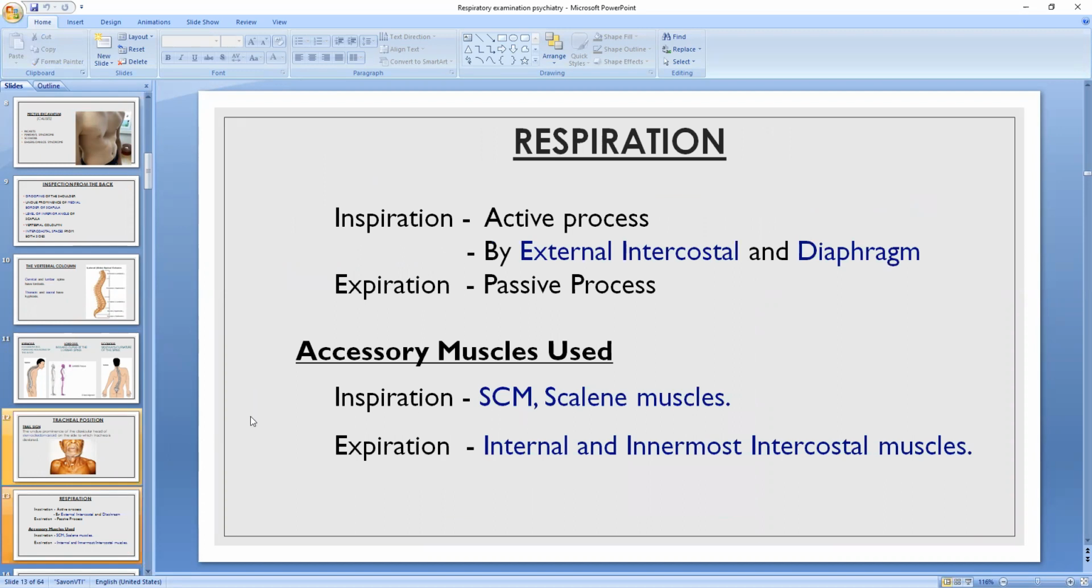Respiration. Inspiration is an active process and is done with the help of external intercostal muscles and diaphragm. Expiration is a passive process. Accessory muscles used in inspiration are sternocleidomastoid muscles and scalene muscles, and in expiration internal and innermost intercostal muscles are used.